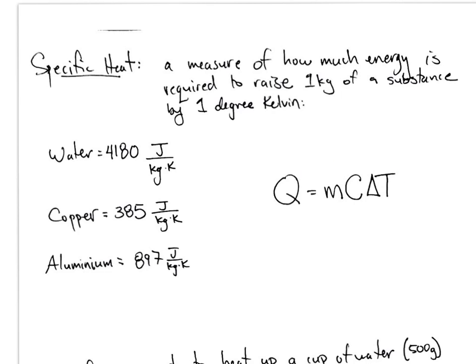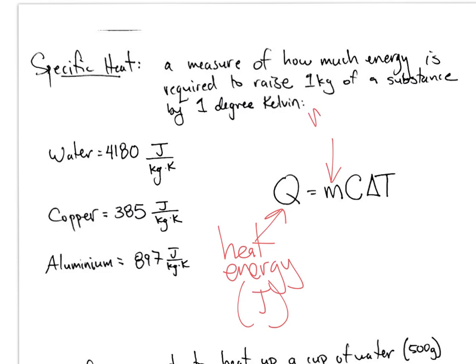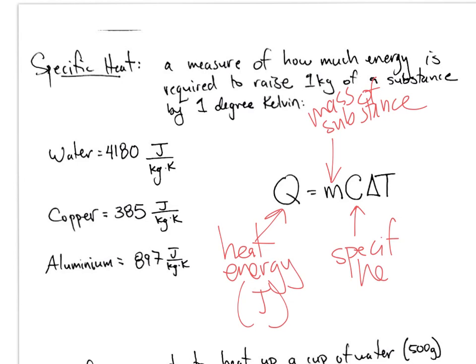Here's our formula. Q is heat energy, and this is measured in joules. Here we have m, the mass of the substance that is being heated or cooled. C is the variable we use for specific heat, and delta T is the change in temperature. Okay, so that's what the formula looks like.